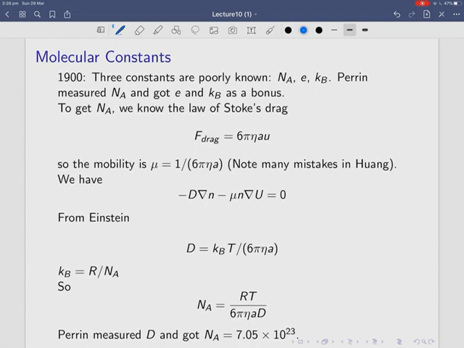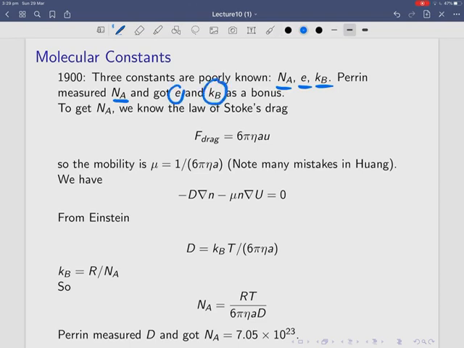Well, there are 3 constants which were known in 1900: Avogadro's number, electric charge, and Boltzmann's constant. Perrin measured Avogadro's number using his experiment and got out these other 2 as a bonus, basically.